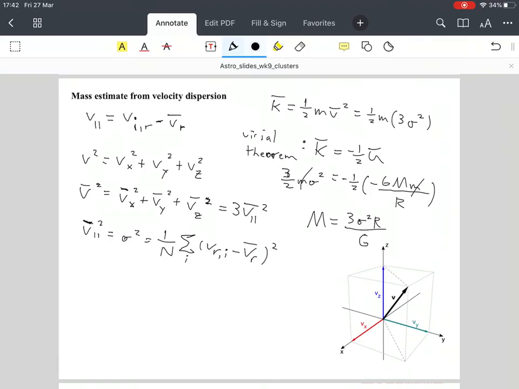If we put in some typical values, sigma is quite large, it's about 1,000 kilometers per second. The cluster size is quite large. This average value R is something like 0.5 megaparsecs, which could be roughly half the size of the entire galaxy cluster. And if you plug all that in, you get something like 10 to the 14 or 10 to the 15 solar masses for the total mass of the galaxy cluster.